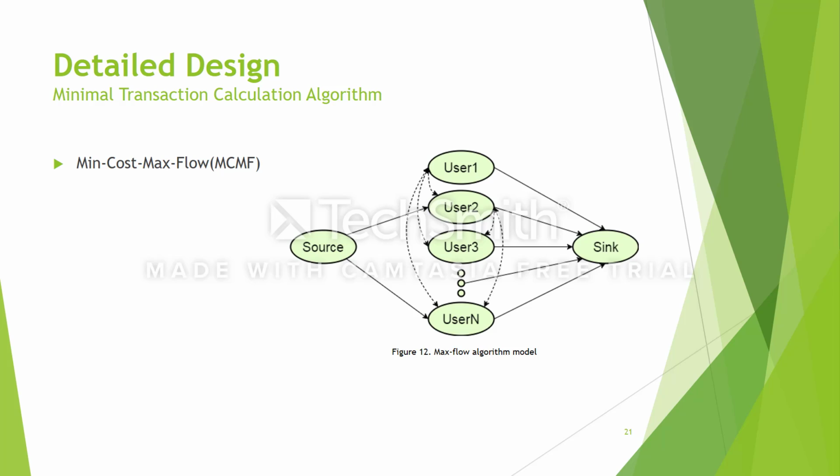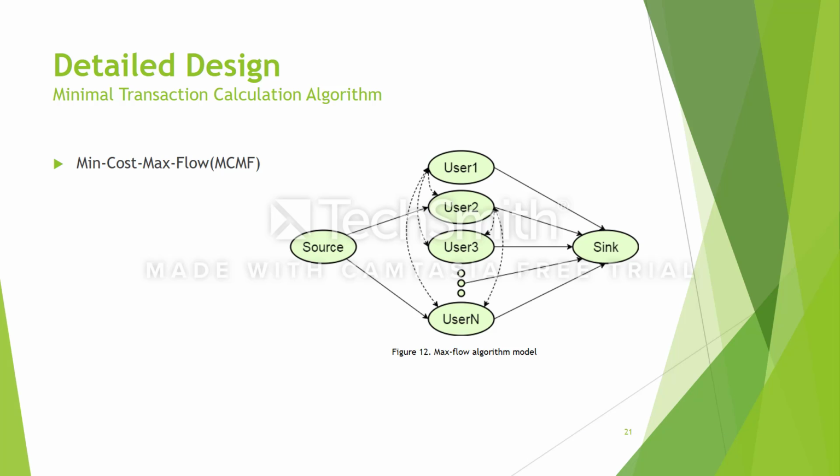This is the minimal transaction calculation algorithm. We use min cost max flow algorithm for this purpose. Figure 12 shows our max flow algorithm model. There are three layers: the source, users, and the sink. There are links connecting from the source to users that are purchasers, with capacities being the amount of money they spent, while all the users are connected to the sink, with the capacities being the amount of money they should be spending for the trip.